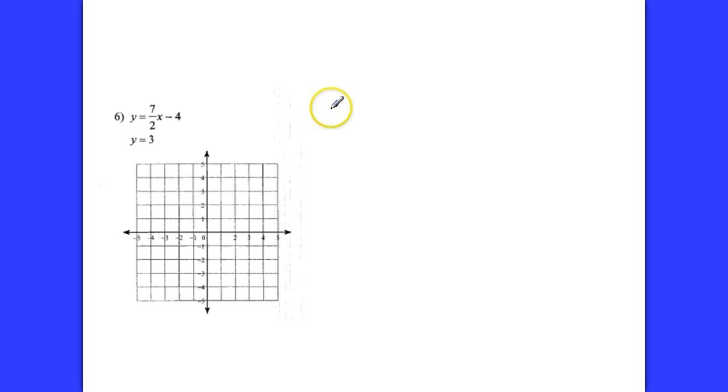In this particular one, we'll review. Maybe you remember what to do. If you do, you can hit pause and try to do it. Otherwise, you can just work through it with me. Number 6, let's identify the slope as 7/2, and the y-intercept is -4. All right, let's plot that one, and then we'll deal with the second equation in a moment.